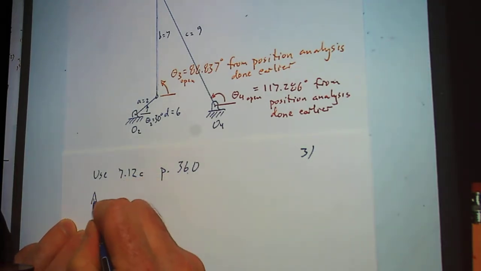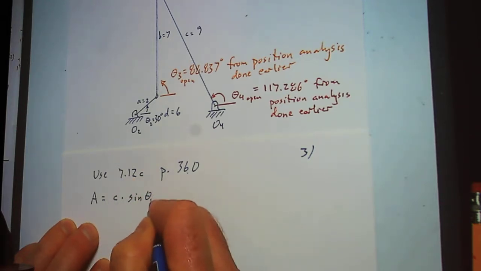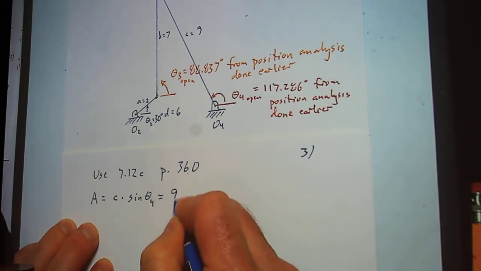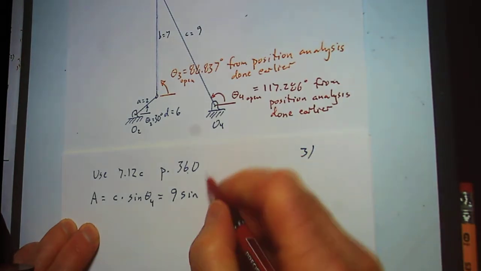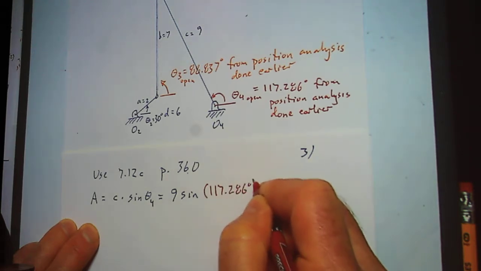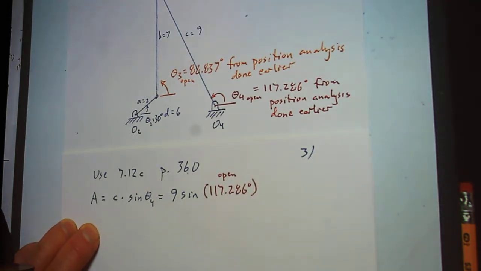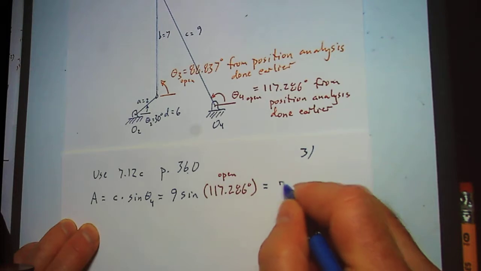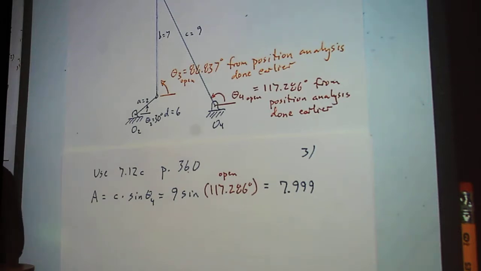And that says that A equals C times sine theta 4. Plug 9 in, sine, and this is from the open configuration, so it's 117.286 degrees. And that equals, when I do the math, 7.99. So I would suggest that you carry these things out to 3, sometimes 4 decimal places, but at least 3.